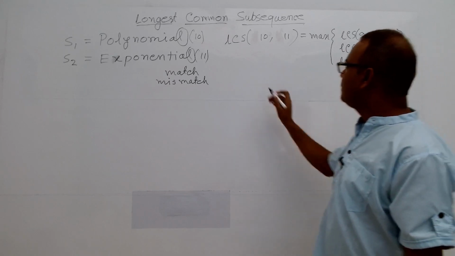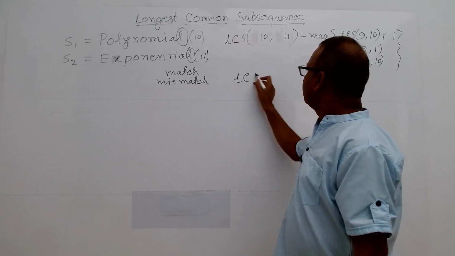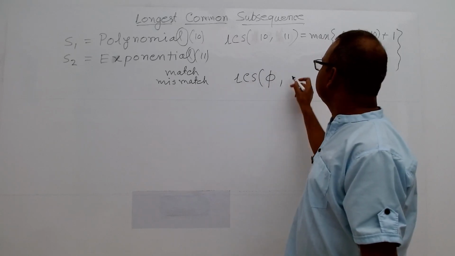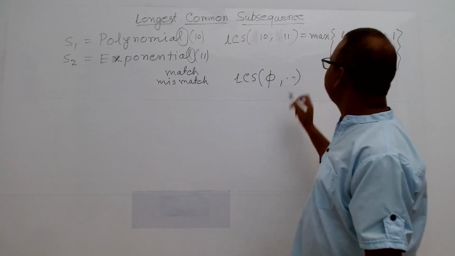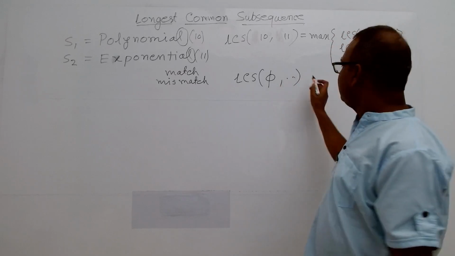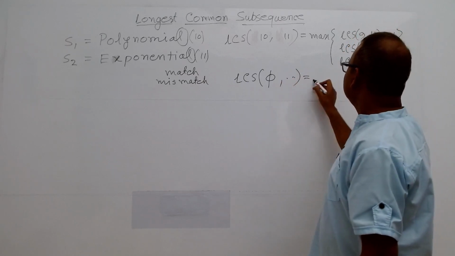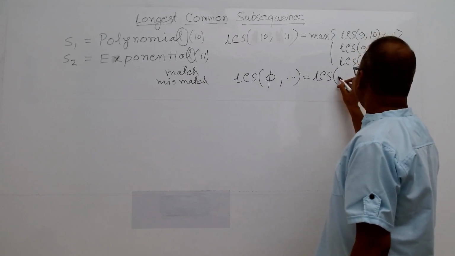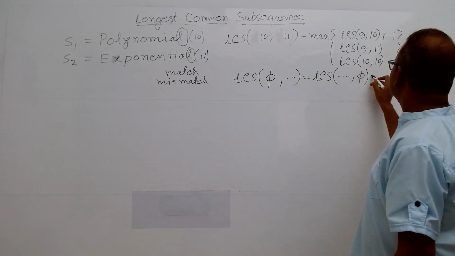What is the stopping condition? Stopping condition is LCS of, if the first one is an empty string and the second one is whatever it may be, its value will be 0, no common subsequence. Similarly, LCS of any string and an empty string is also 0.